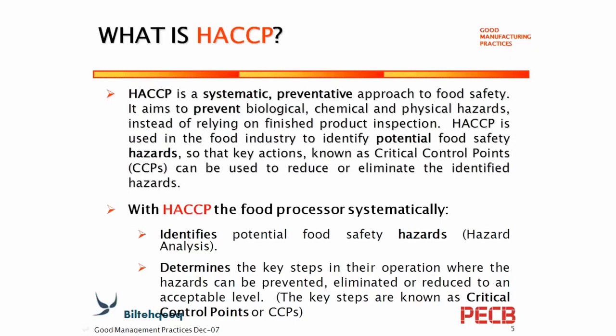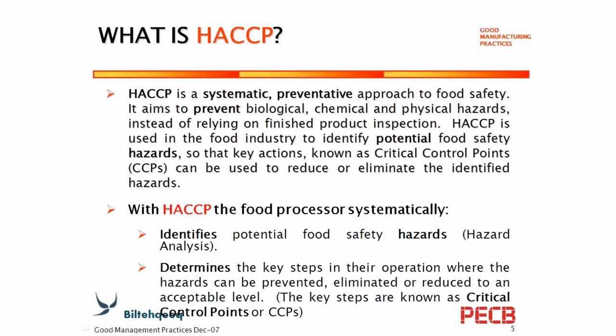What is HACCP? To understand HACCP, we must go through its definition. HACCP is a systematic preventive approach for food safety. It aims to prevent biological, chemical and physical hazards, instead of relying on finished product inspections. HACCP is used in the food industry to identify potential food safety hazards, so the key action known as a critical control point can be used to reduce or eliminate the identified hazard. So in the food supply chain, you first identify the hazards, take preventive action to eliminate them, and point out the places from where you can control or eliminate these hazards.